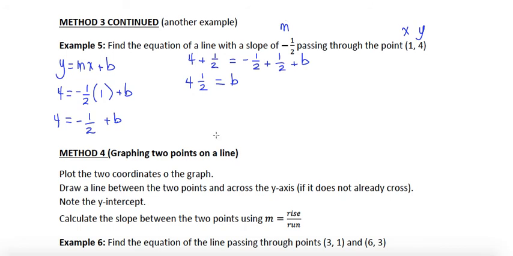Okay, so I may write this as 9 over 2. So 2 times 4 is 8, and then 8 plus 1 is 9. So 9 over 2 is the same as 4.5. So you could write it like that, or you could do 4.5 is equal to b. So either of these versions of your b would be okay for this equation.